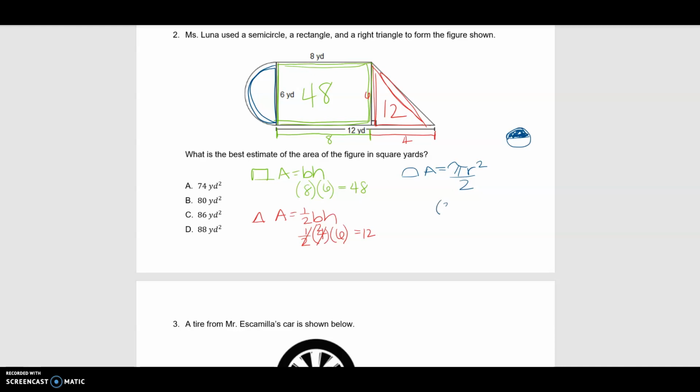So pi is 3.14. I need my radius squared. Okay, so I'm going to go back and look at this circle. So here, this line cuts my circle in half, right? So I know that that is going to be my diameter, because the diameter is what cuts my circle in half. And then half of that is my radius. So 6 divided by 2 is 3. So that means r squared is 3 times 3. So that's going to be 9. So 9 divided by 2.